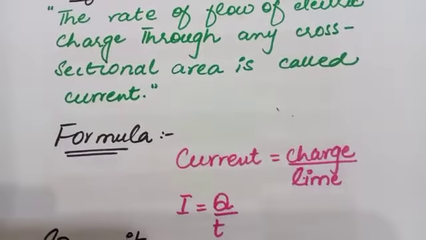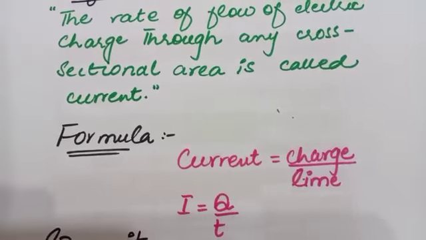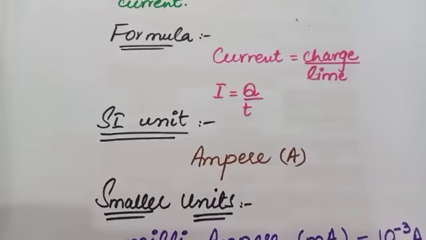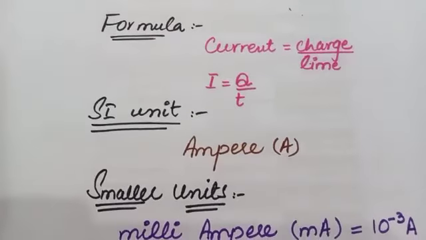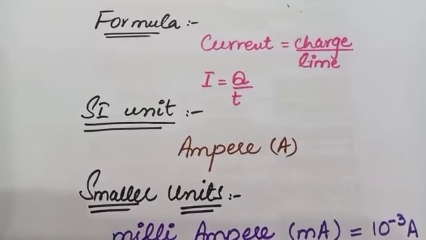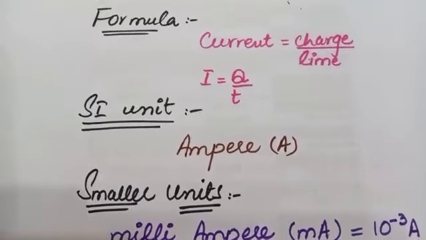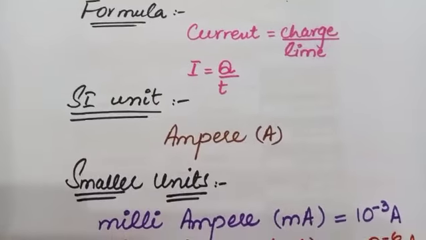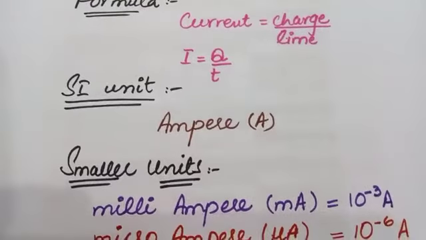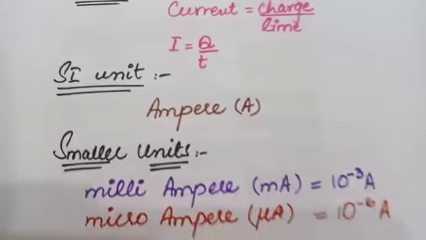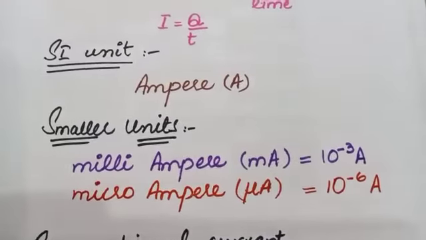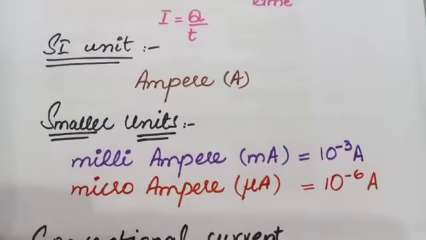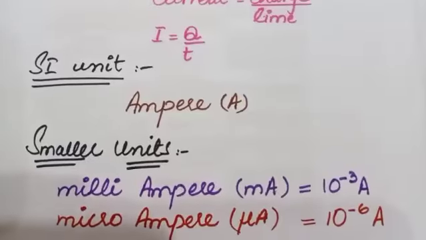The formula for electric current can be written as electric current is equal to charge divided by time. As the electric current is the flow of charge in specific time, the relation can be written as current is equal to charge divided by time, I = Q/t. Current is represented by capital I, charge is represented by Q, and the time is represented by small t. The SI unit of current is ampere, represented by capital A. The smaller units for current are milliampere and microampere. Milliampere is 10 raised to the power minus 3 ampere and microampere is 10 raised to the power minus 6 ampere.